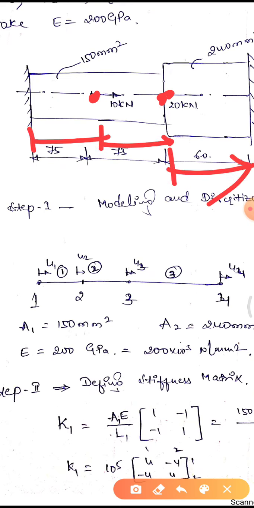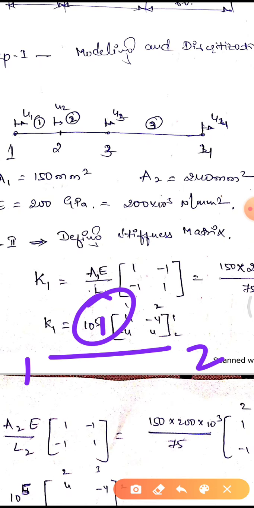K1 is equal to 10 raised to 5 times the matrix 4, minus 4, minus 4, 4. Here we have written 1 and 2, which shows that this first element is connected between node 1 and 2. This is how it is represented.